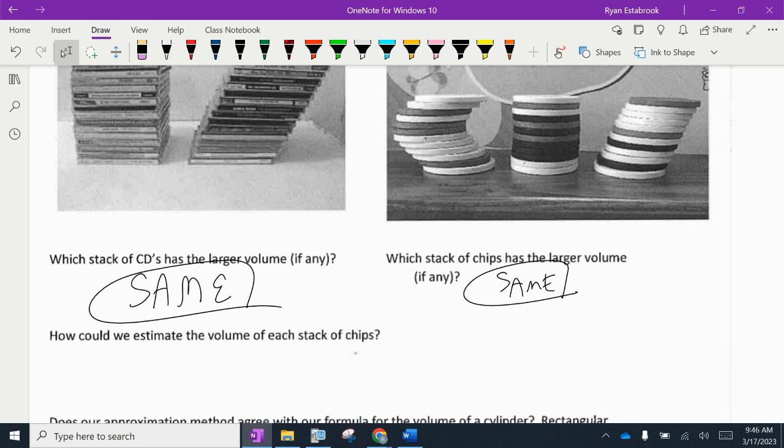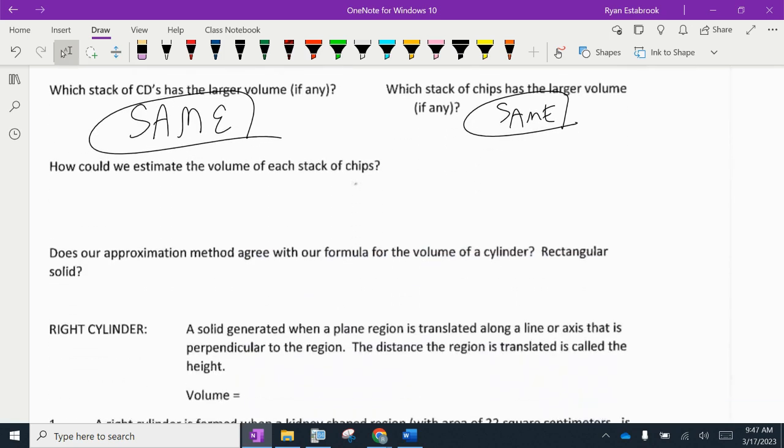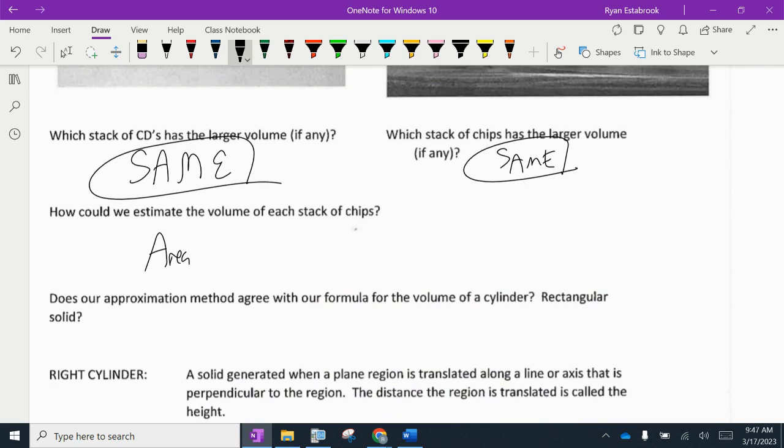The volume of a cylinder is pi r squared, because that's the area of the space, times the height. That's how we get the concept of volume. You find the area of the base, you multiply it by the height because you have all of these same shapes stacked on top of each other. So how could we estimate the volume of each stack of chips? I would say find the area of one of those circular bases and then multiply that by the height.